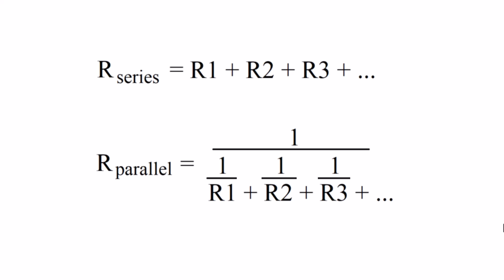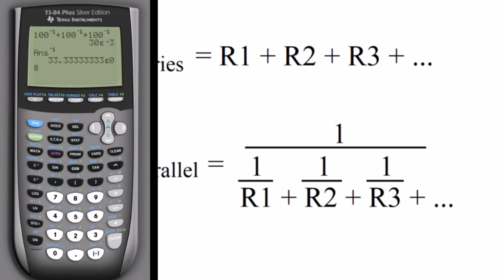The next question asks, what is the capacitance of three 100 microfarad capacitors connected in series? In series, capacitors act like resistors in parallel, so it's 1 over capacitor 1 plus 1 over capacitor 2 plus 1 over capacitor 3. And if we do the calculation, we get 33.3 microfarads.